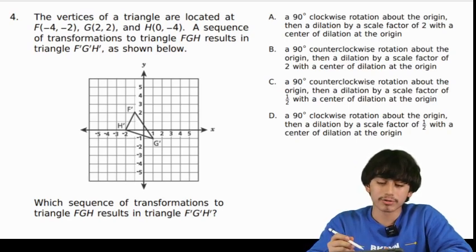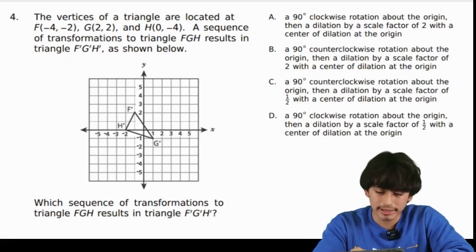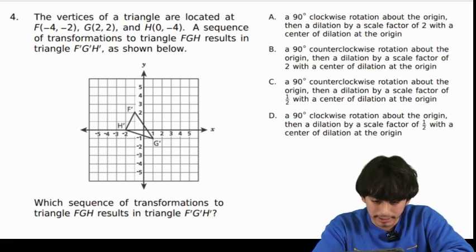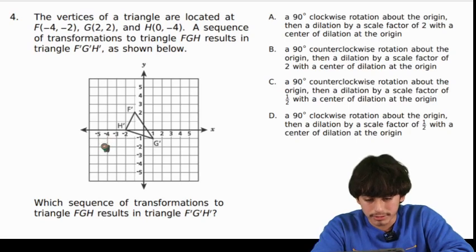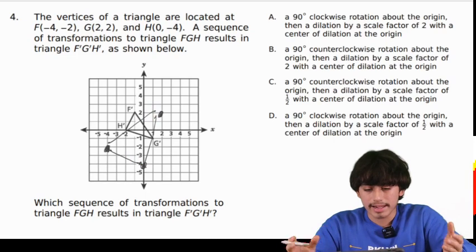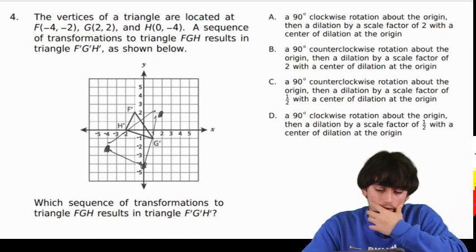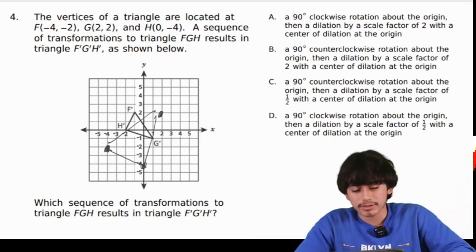The first thing I would do is mark the triangle FGH, which over here says (-4, -2), which is right over here, and (2, 2) right over here, and (0, -4). And if we draw it out, it's our triangle. The question we're looking for is which sequence of transformations to triangle FGH results in triangle F prime, G prime, and H prime.